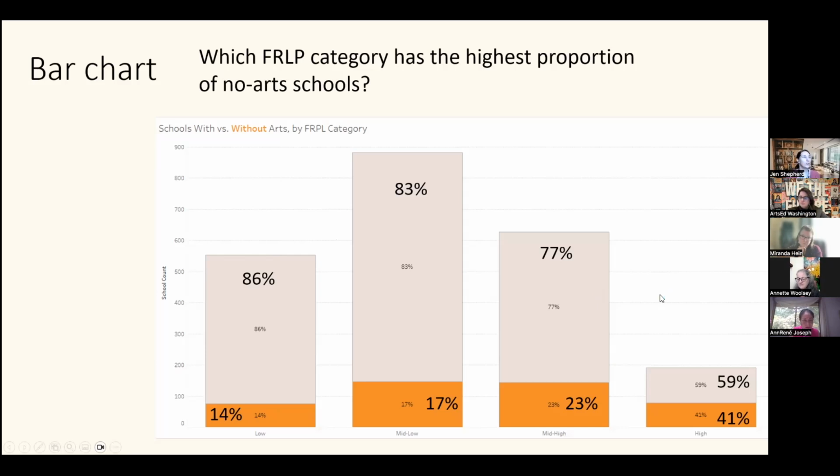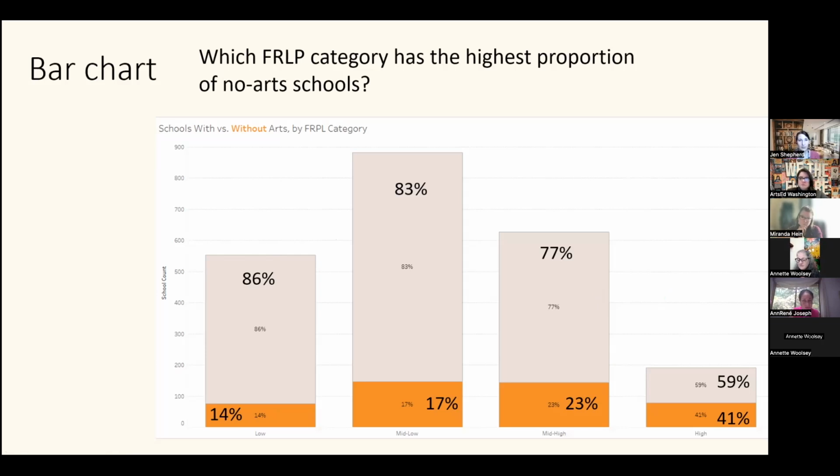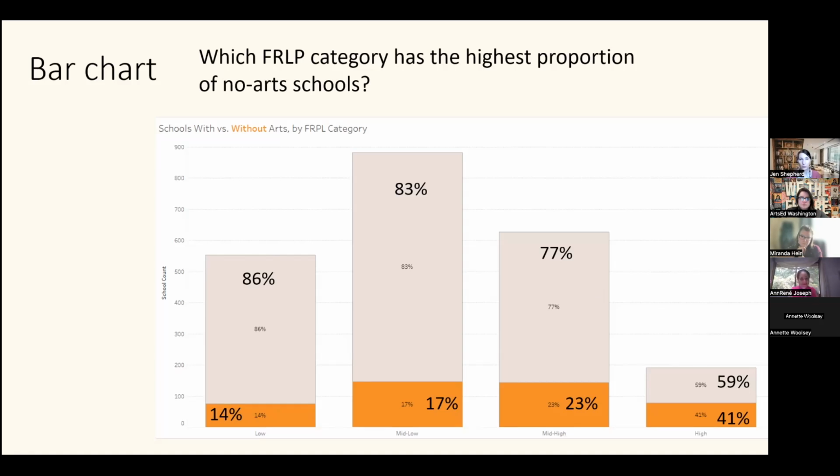Now, which of those groups has the highest proportion of no art schools that do not offer the arts? Feel free to put that in the chat, which I am looking at, or go ahead and just call it out.